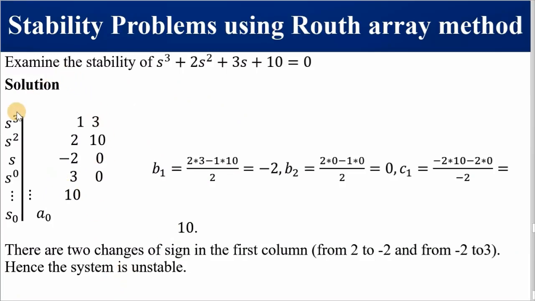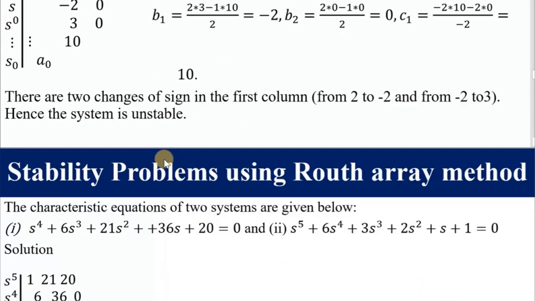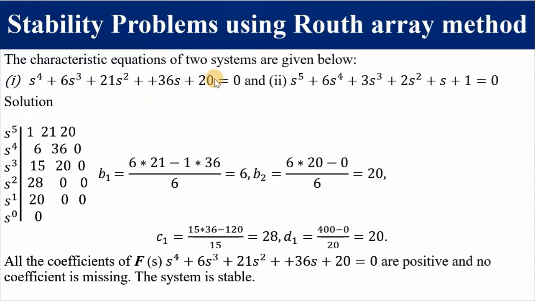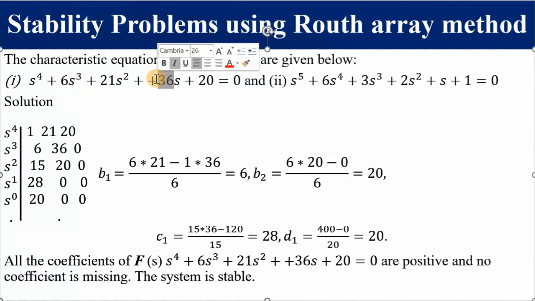Then a question says, how many poles are located on the right half of the S plane? This is for you. And another question: we are asked to determine the stability, and we are going to use the Routh-Hurwitz stability criterion. We will start with s to the power 4. These are the coefficients of the even powers of s: 1, 21, and 20, which is s to the power 0. Then we go to the coefficients of the odd powers of s: 6, let me correct that, 36 and 0.